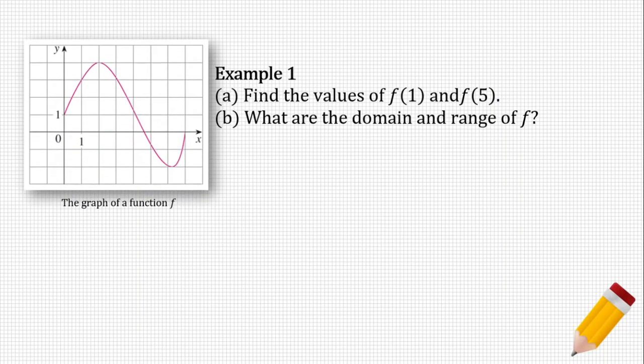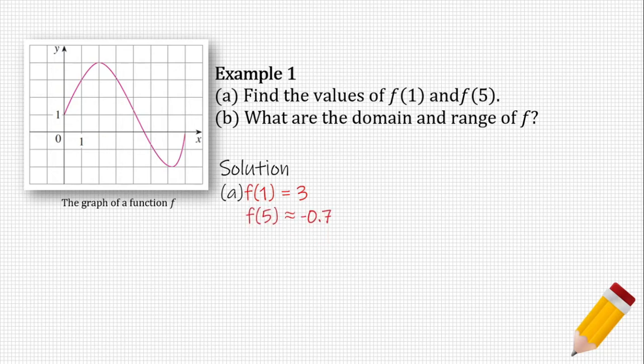Example 1. A. Find the values of f of 1 and f of 5. B. What are the domain and range of f? Solution. For A, we see from the graph that the point (1, 3) lies on the graph of f, so the value of f at 1 is 3. In other words, the point on the graph that lies above x equal to 1 is 3 units above the x-axis. When x is equal to 5, the graph lies about 0.7 units below the x-axis, so we estimate that f of 5 is approximately negative 0.7.